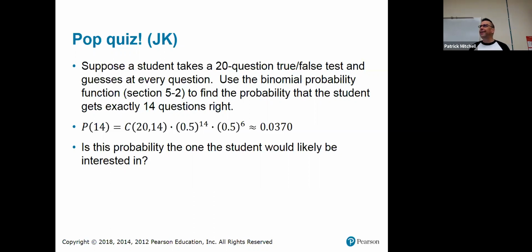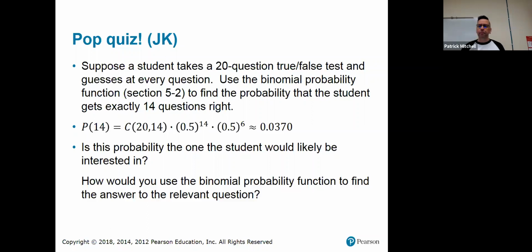14 out of 20 is 70%, right? So this is the probability of just barely passing. But when I'm worried about a big test, I'm not worried about the probability I'm just barely going to pass. I want to know what's the probability I'm going to pass, right? So yeah, it would be nice if I got 14 right, but it would be even better if I got 15 or 16 or 17, 18, 19, 20, right? Any of those outcomes would be good, okay?